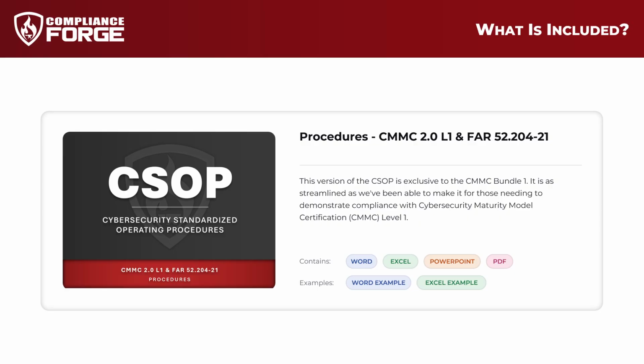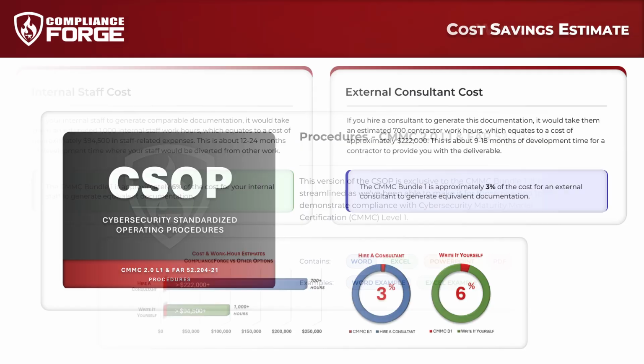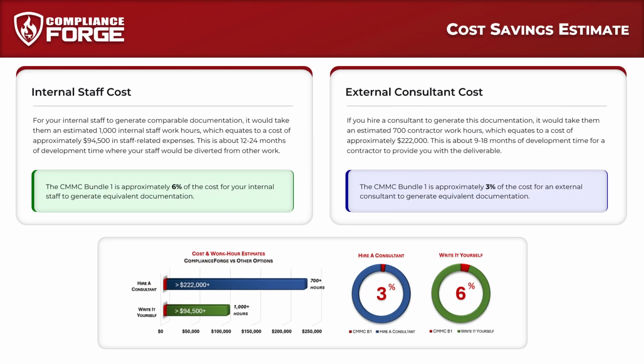The second is the CMMC version of the Cybersecurity Standardized Operating Procedures, the CSOP. This version is likewise exclusive to the bundle, and it answers the how question, with step-by-step procedures matching the policies and standards. Now compare the bundle against the two alternatives for obtaining quality cybersecurity documentation.